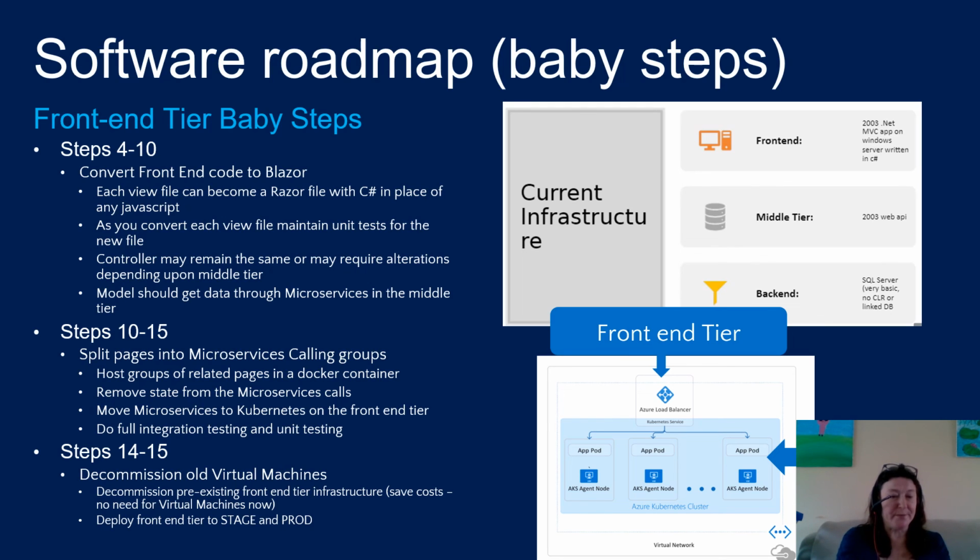And then you want to deploy the front end to stage and then to prod according to if it passes all the tests and so on. On the right hand side here, you can see an Azure load balancer with Kubernetes underneath with pods, and each pod has nodes inside it. So that might be a typical front end tier at the end of all of this.